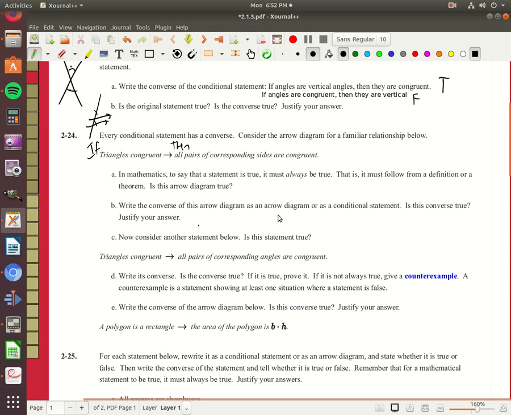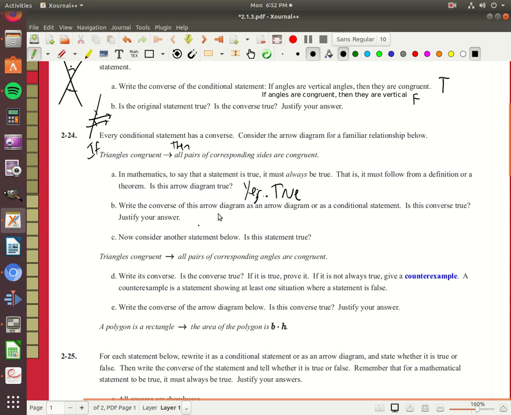It says in math, to say that a statement is true, it must always be true. That is, it must follow from a definition or a theorem. Is the arrow diagram true? If triangles are congruent, then all pairs of corresponding sides are congruent. I would say, yeah, that's always true. If the triangles are the same size, that means the sides are the same as well.